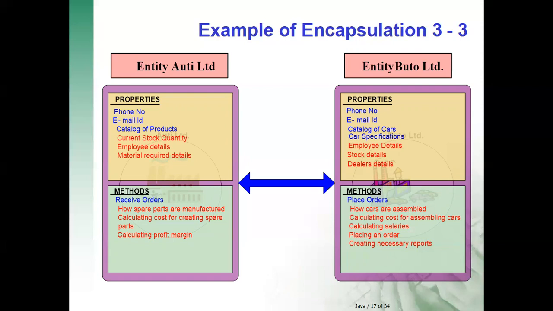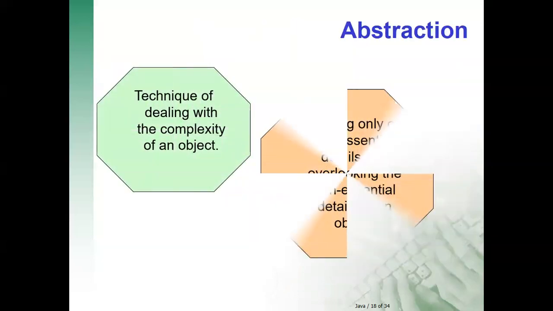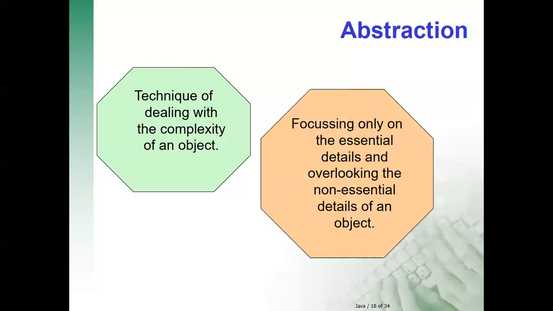Something like that, we are going to hide the details from the external world, and some details are going to be maintained internally for me. When we talk about object-oriented programming, we also have something we call abstraction. So what does abstraction mean?